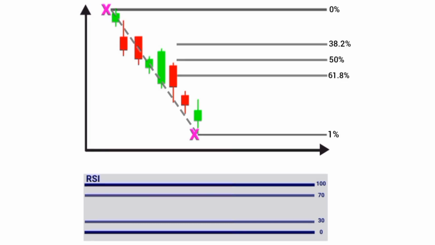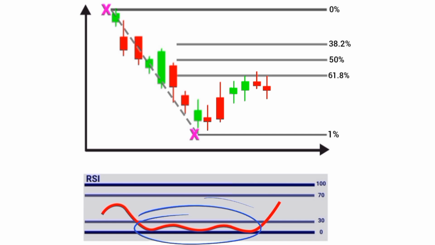Next, wait for the price to pull back to one of these Fibonacci levels. If the price struggles to break below these levels, it may indicate a potential reversal. To confirm the buy signal, check if the RSI exits the oversold zone, rises above 30. If the RSI was below 30 and starts crossing up through 30, a signal is generated.